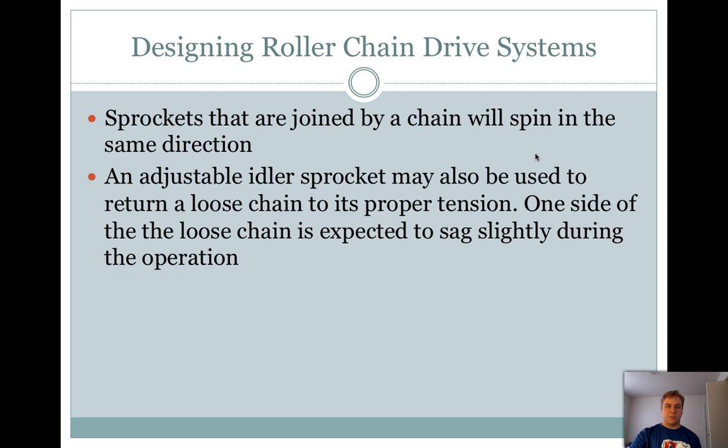Designing roller chain drive systems. Sprockets that are joined by a chain will spin in the same direction. An adjustable idler sprocket may also be used to return a loose chain to its proper tension. One side of the loose chain is expected to sag slightly during the operation.